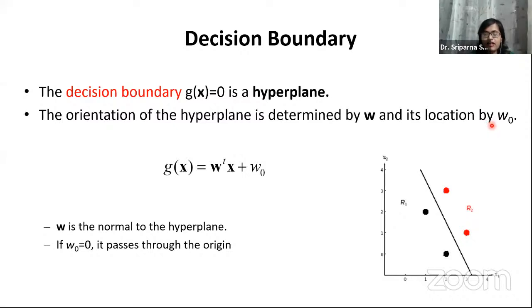And the location will be decided by the W0. This was the equation taken from the previous slide. W is the normal to the hyperplane, that is, the normal distance, and the hyperplane is the decision boundary. If W0 is equal to 0, it passes through the origin. So if in this equation this value is 0, that means the decision boundary now passes through the origin.